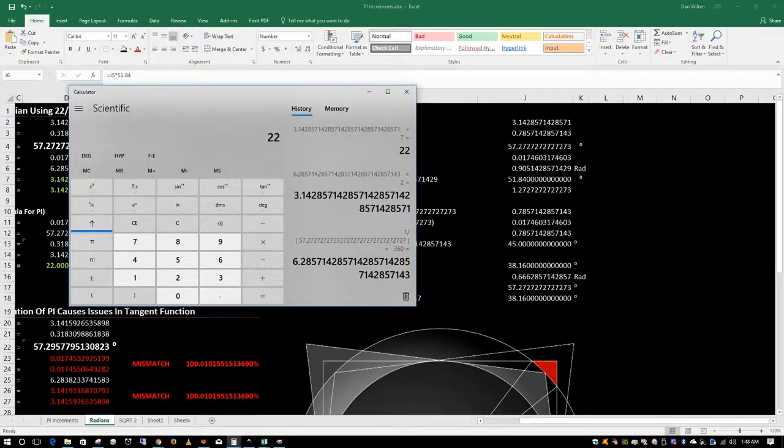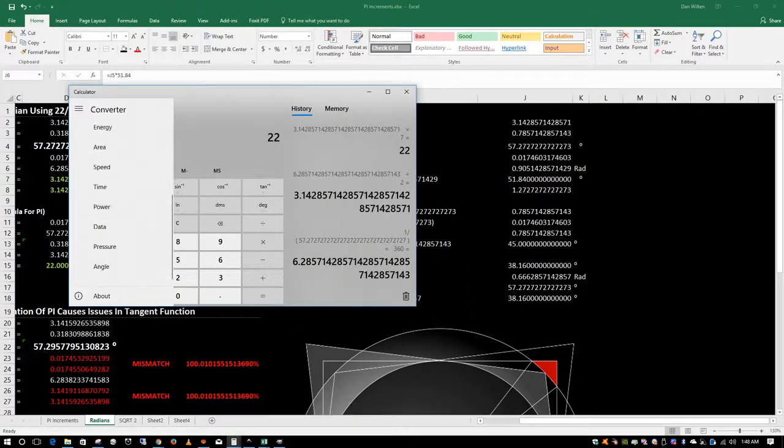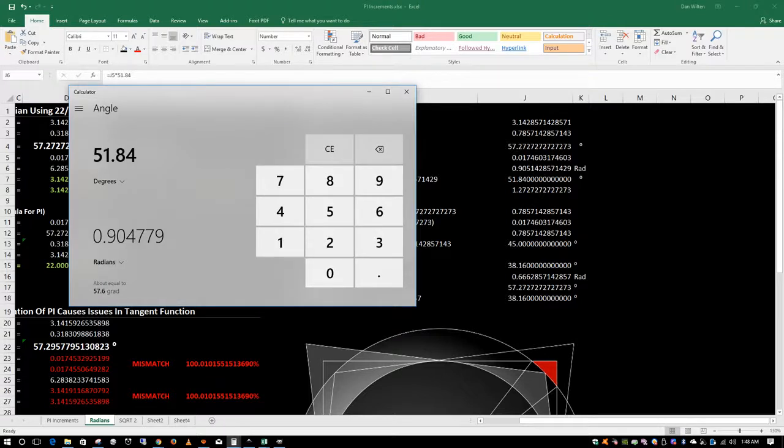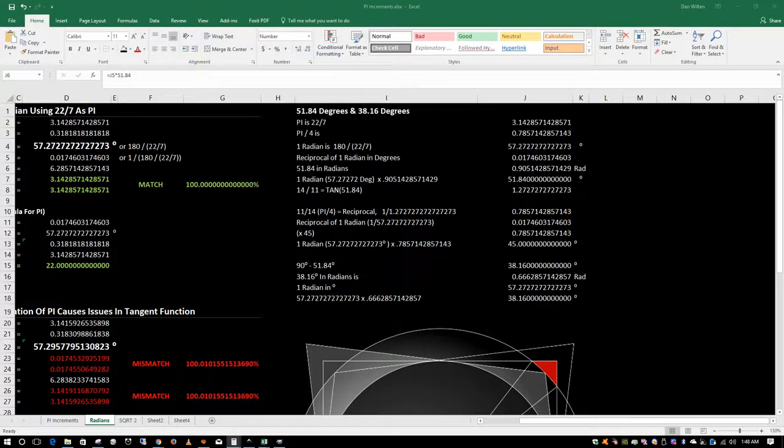And we know this is correct because if we take this and we take a look at our angle, we can see that 51.84 degrees is 0.904779 using their version of pi, but using this version where we have this radian, it's 0.90514. You can see it still uses the sevenths. So if we take their version of degrees and we multiply it by this ratio here, we actually get 51.84, which is correct.